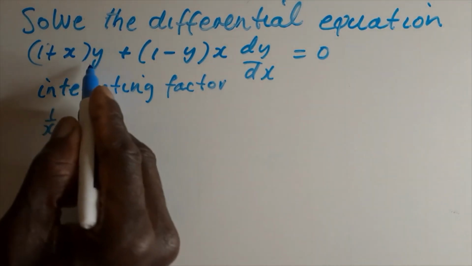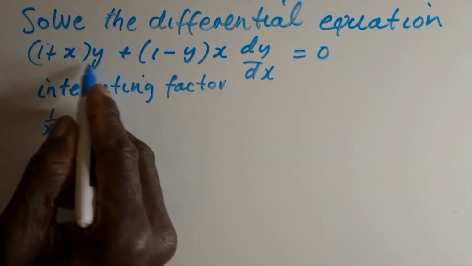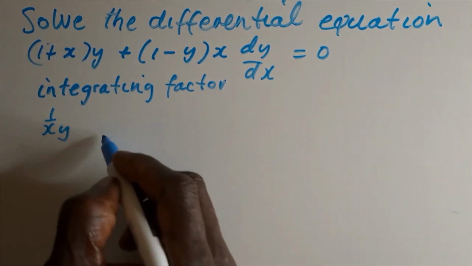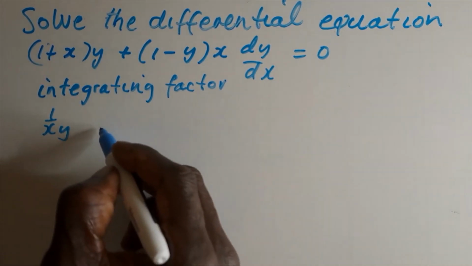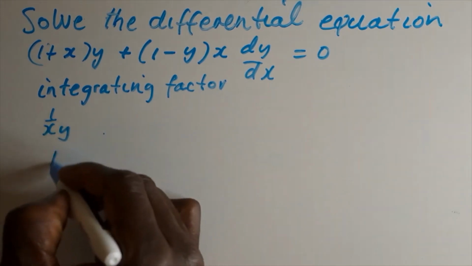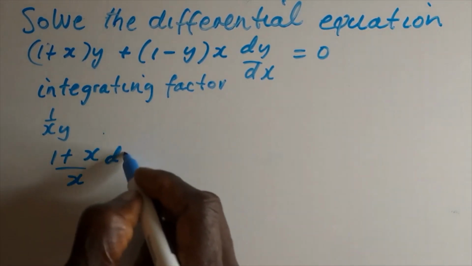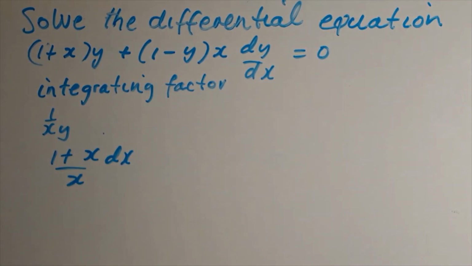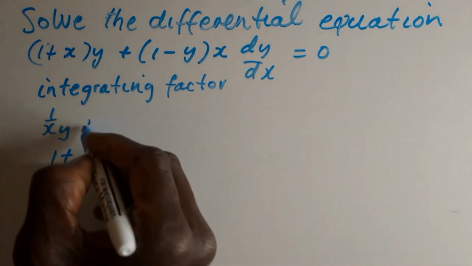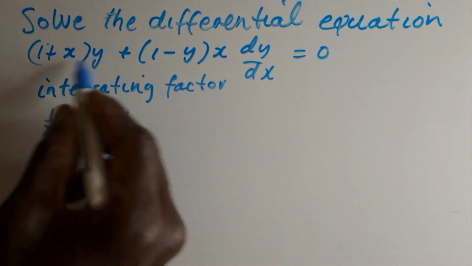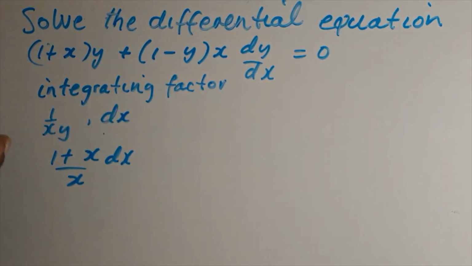We multiply this expression by 1 over xy, and we have (1 + x)/x dx. Oh, by the way, then we're multiplying each of these expressions by dx. So first we multiply by the integrating factor 1 over xy, and then both of these expressions by dx.